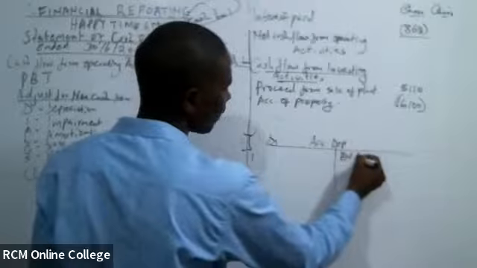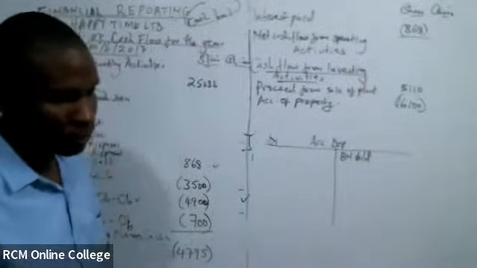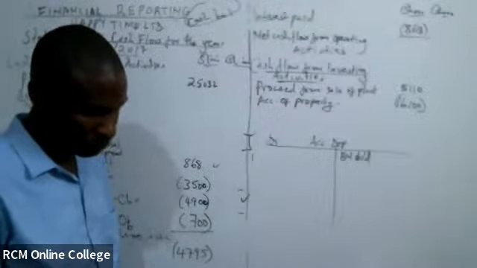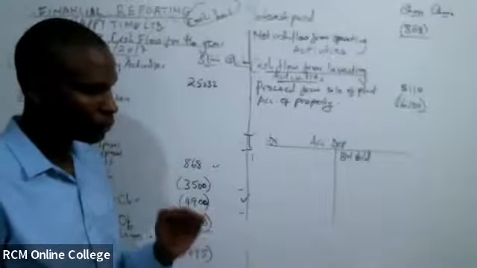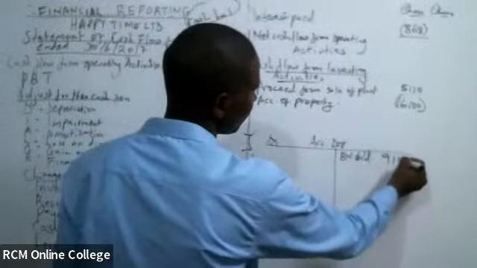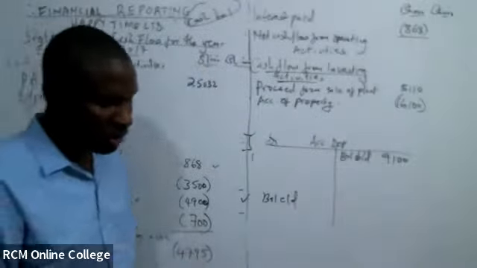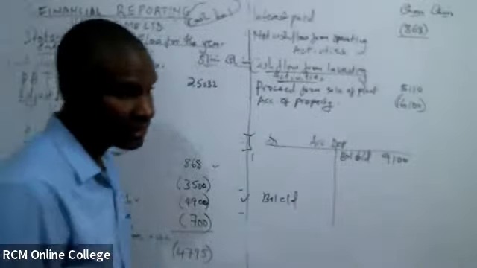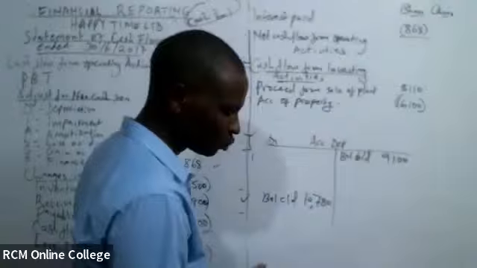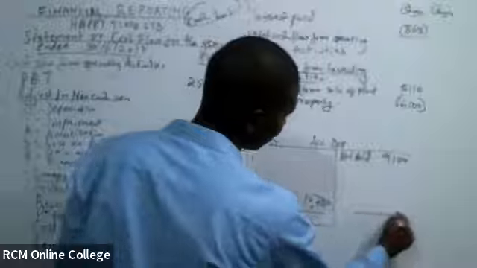So the balance brought down for our accumulated depreciation under property, how much is it? Just check. 9100. Then the balance carried down, how much is the balance carried down? It is there, 10,780 directly. These are the only items there. Then what else do we have? There is nothing else. Now you balance and you get your depreciation.